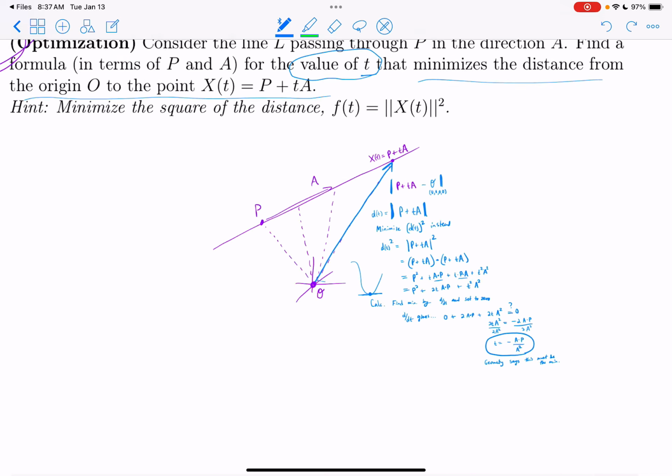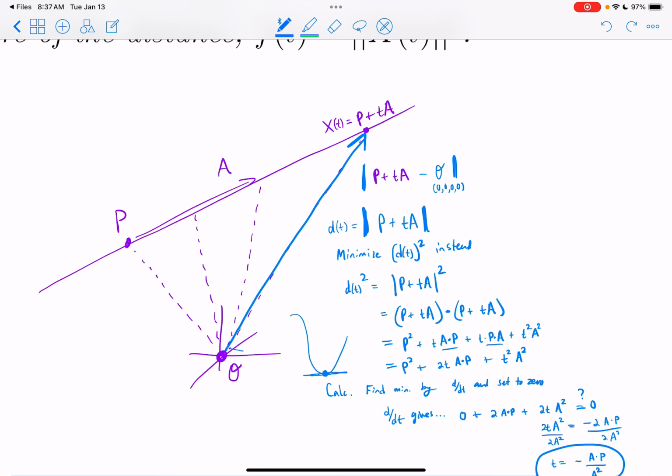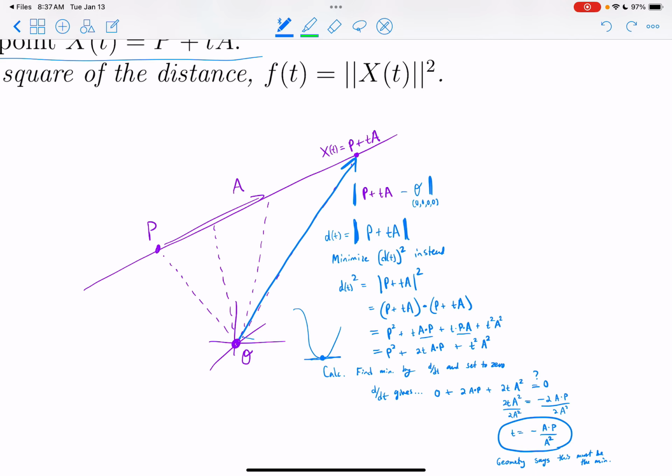Okay. So again, once you draw a picture, everything falls into place, and then you do the calculations afterward.